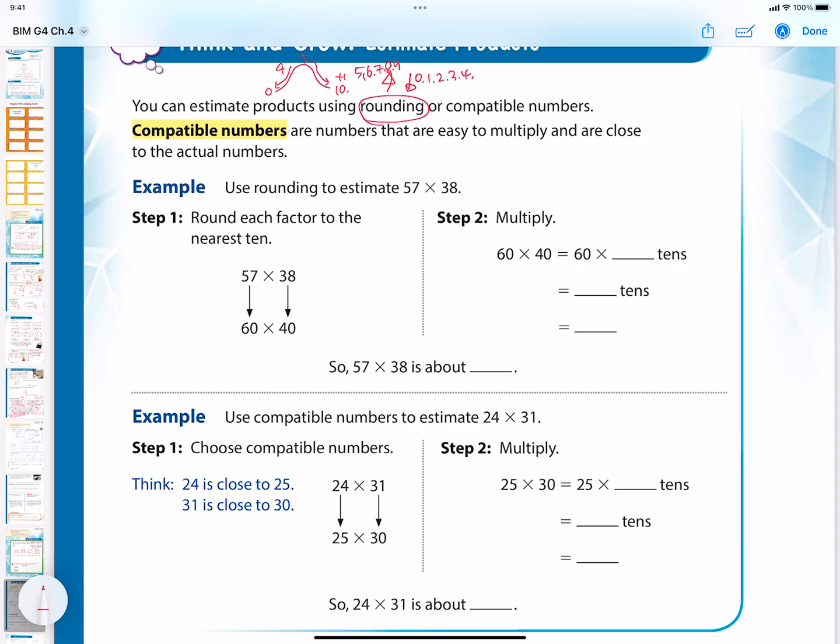All right, however, comparable numbers is different than rounding numbers. Comparable numbers are 5s and 0s, which means like 10 maybe, right? Or 20, 30, 40, 50, 60, 70, whatever, okay? Now, comparable numbers are numbers that are easy to multiply and are close to the actual numbers. All right, now let's practice.